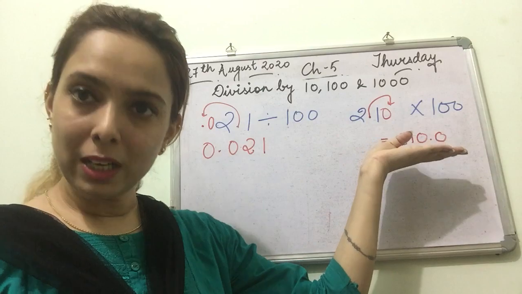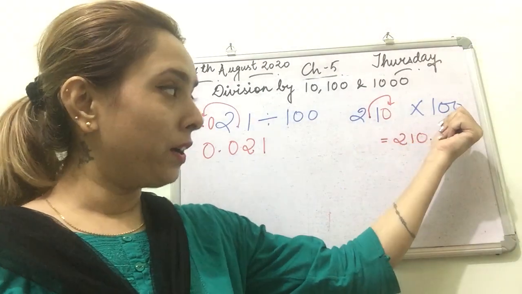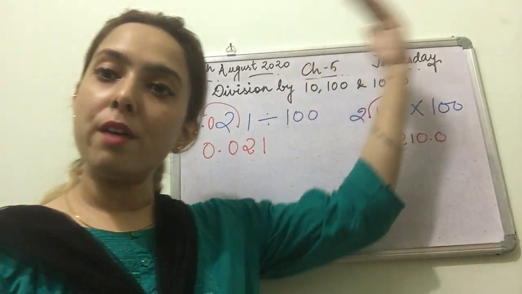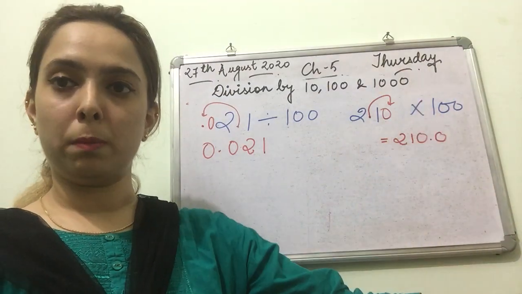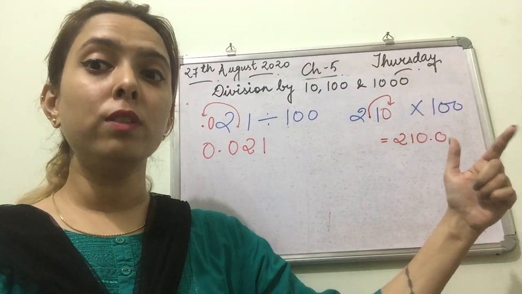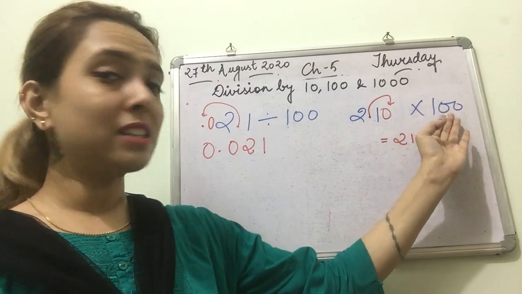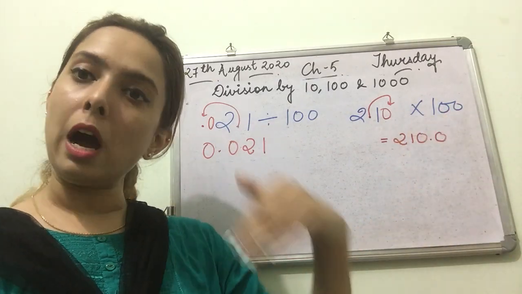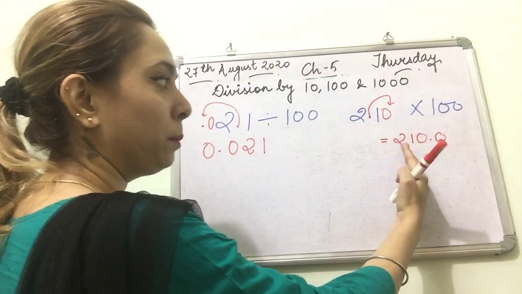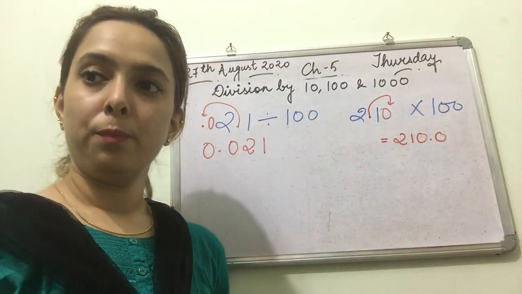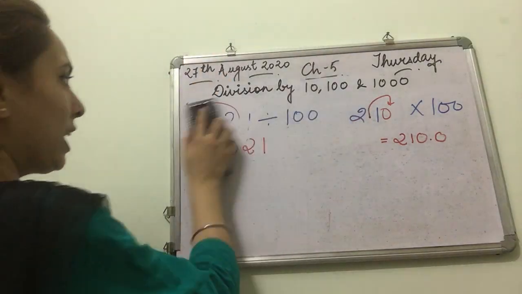And while multiplying, if it is 10, after one number. If it is 100, after two numbers. I'm talking about shifting of decimals. If it is 1000, it means 3 zeros, so after three numbers. Division, left side. Multiplication, right side. So let's start.